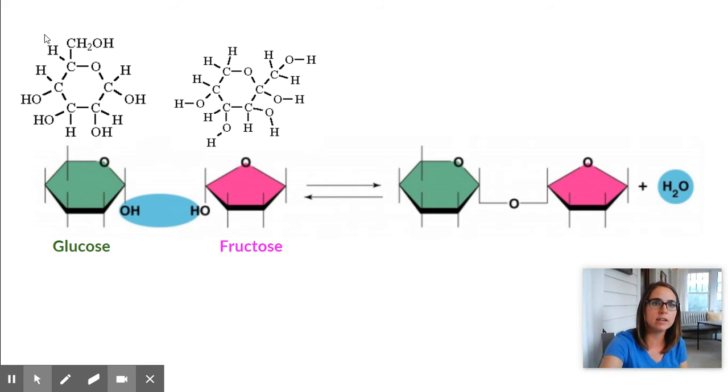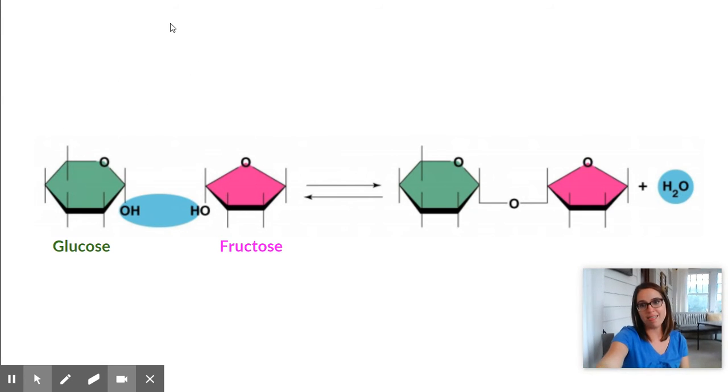There's usually one section that has a little bit of a chain, but it's not super important to note on here. So that is the full out version that we will never do until I actually ask you to build one of these sugars in class with our molecular models later. All right, so when I want to make glucose and fructose stick together, I have to remove an OH from glucose and an H from fructose.